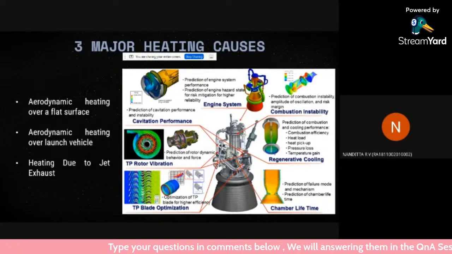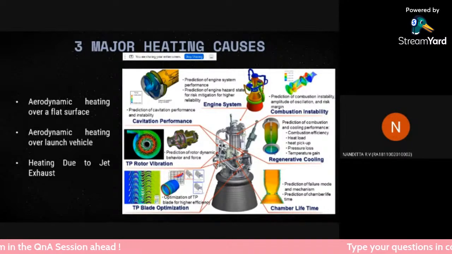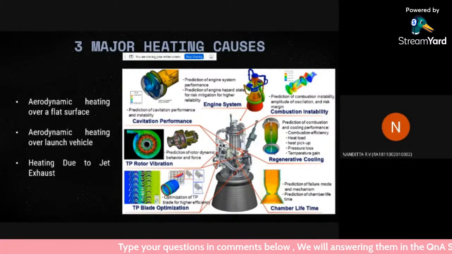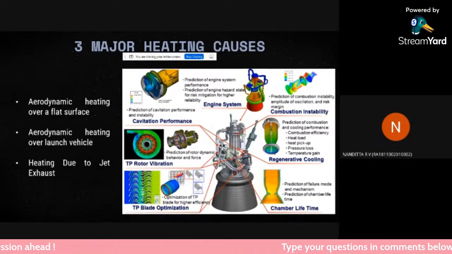Here in the picture, we can see the effects of these three major heating sources, which are the cavitation performance and the rotor vibrations. Sometimes due to instability and wobbling, there can be damage in the rotor vibration, blade optimization, chamber lifetime. So chamber lifetime is totally dependent upon the heating due to jet exhaust. Prediction of failure mode and mechanism is required, and prediction of the lifetime of the chamber should also be calculated.